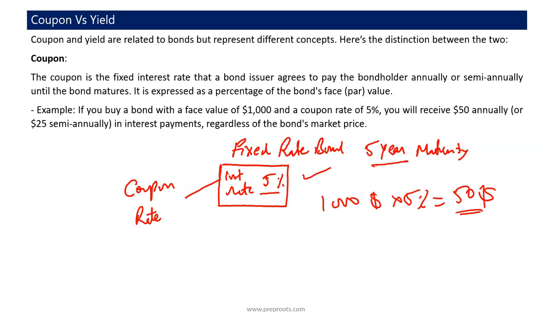So coupon is the fixed interest rate that a bond issuer agrees to pay to the bondholder. So if a company has issued a bond, for example, Nestle has issued a bond, Nestle will pay you $50 every year. And who are you? You are the bondholder. You are the purchaser of the bond. So coupon is a fixed interest rate which the issuer will pay and the holder will receive.